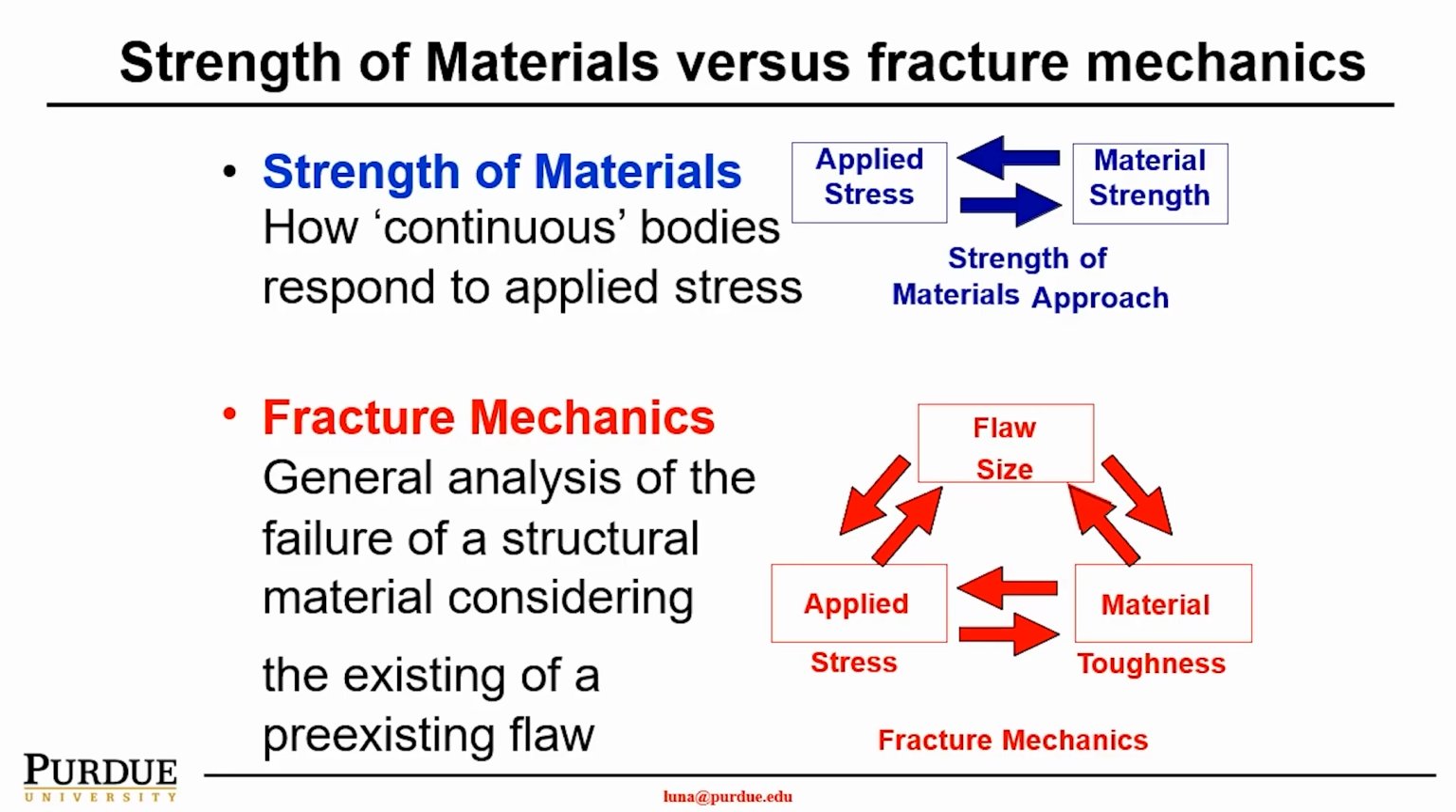So what is the difference between fracture mechanics and the strength of the material? In lectures 1 and 2 this week, we talked about the strength of the material. In that lecture, we discussed how a continuous body responds to applied stress. So we consider every material is perfect. There are no defects, no voids. Therefore, we use applied stress to determine material strength. As we talked about, sigma F is the stress at failure.